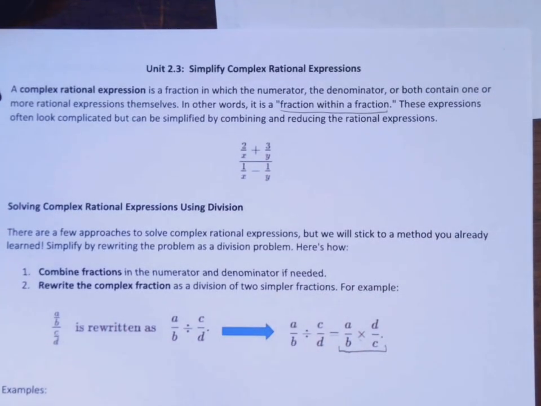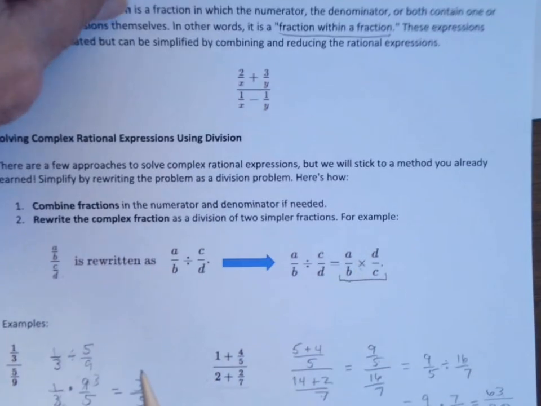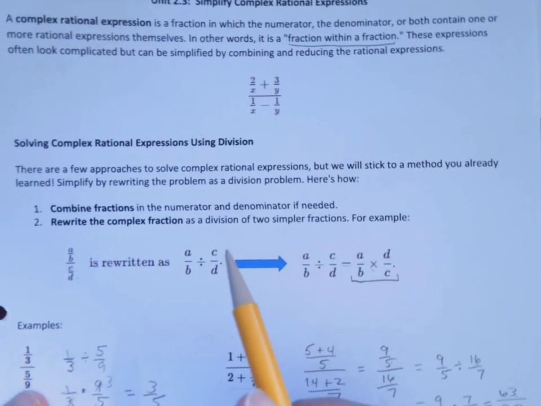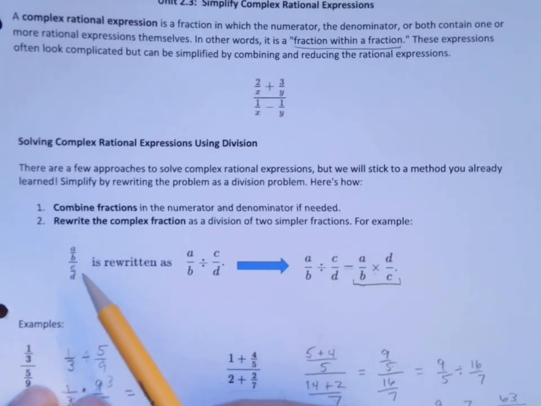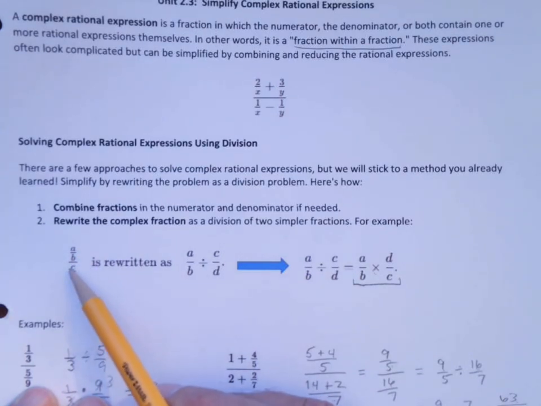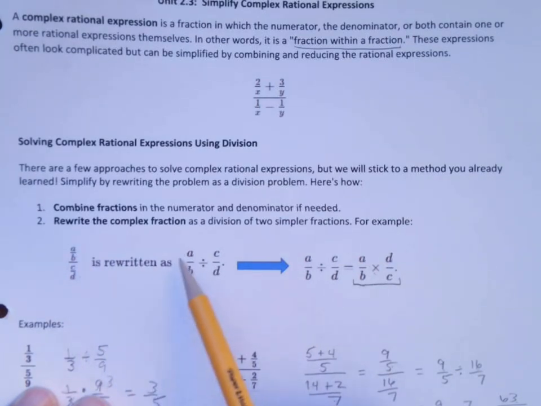Okay, there's a couple ways to solve these, but we're going to stick to a method that you really already know how to do. And I'm only going to teach you one method rather than two to not over confuse it. So here's what we know. If we have it down to a single fraction on top and a single fraction on the bottom, we can rewrite this as a division problem because that's what it is. It's a over b, the numerator, divided by the denominator, c over d. But we know with fraction division that we can turn it into multiplication by changing it from division to multiplication, and then flipping the second fraction.